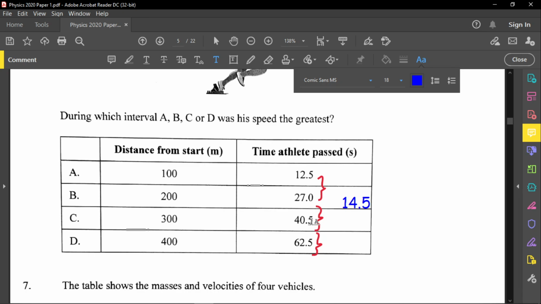Going to the next 100 meters, you'll minus 27 from 40.5, and so here you'll get 13.5. Okay, that's 13.5. Then moving to the last 100 meters, it will be the 62.5 minus the 40.5.